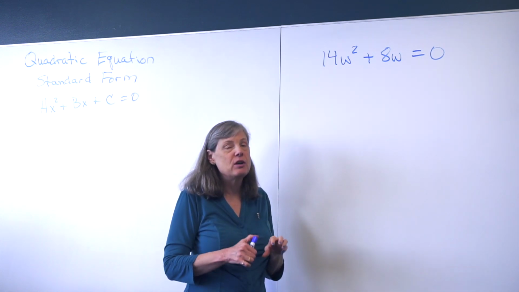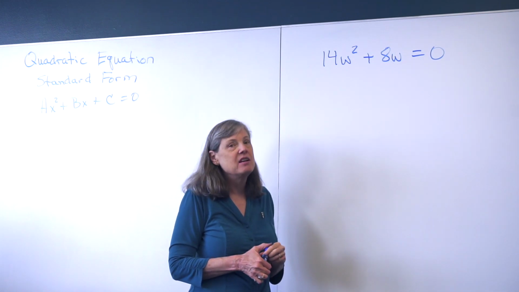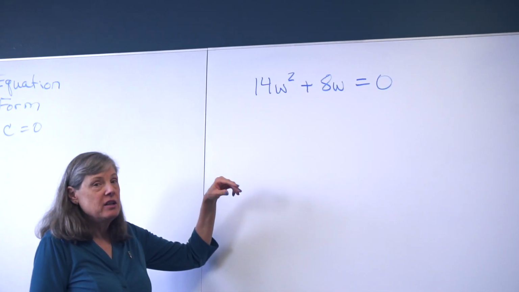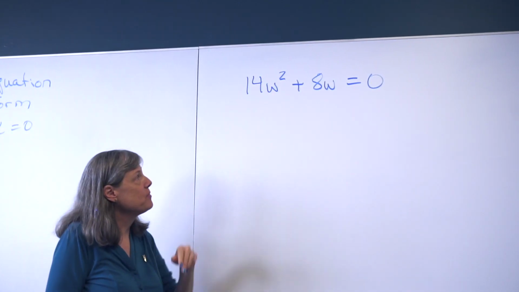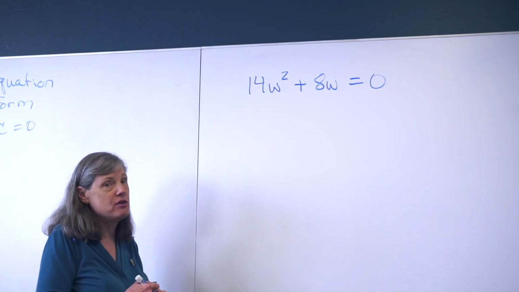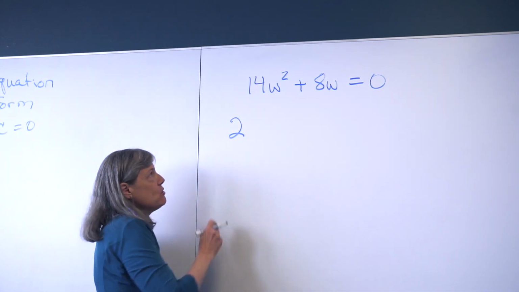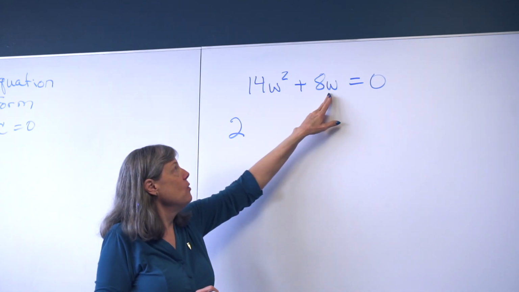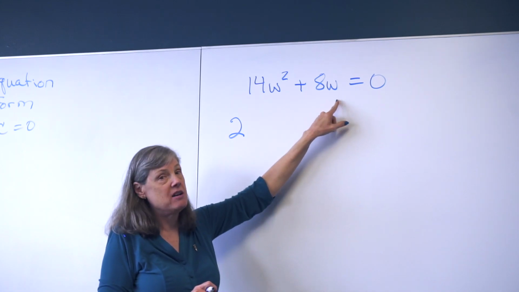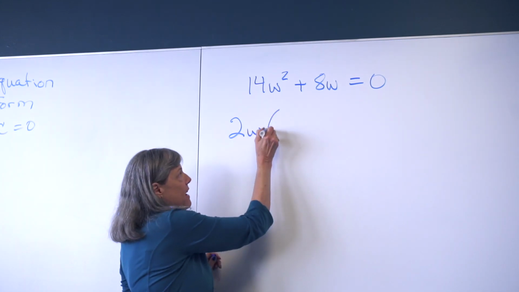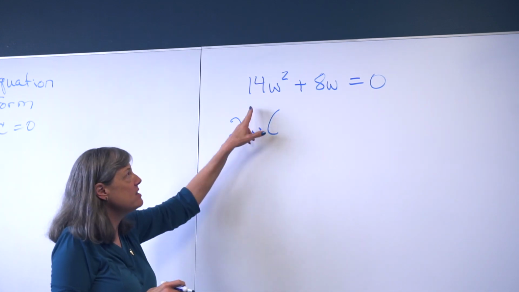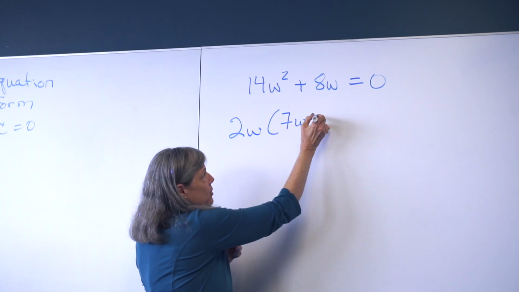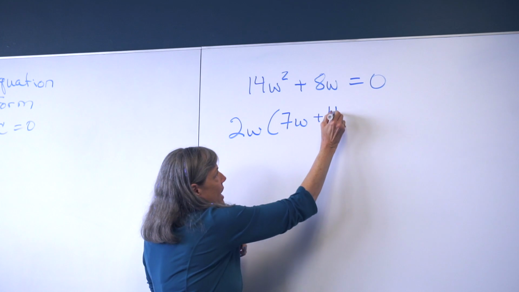So what I need you to do is stop the video, try this, then come back, and you can see how you've done. So first, I'm going to look at the numbers. Well, the biggest number I can get out of each of those is 2. So I'll factor a 2 out. Then I look and see, does each one have at least one w? Well, yes, they do. And in fact, that's all this one has. So w is all I can factor out. Okay? And now I see what's left. So from this one, I have 7w. And from this one, I have 4.